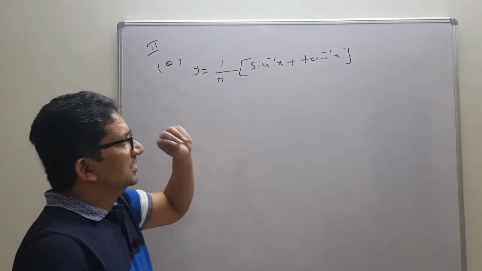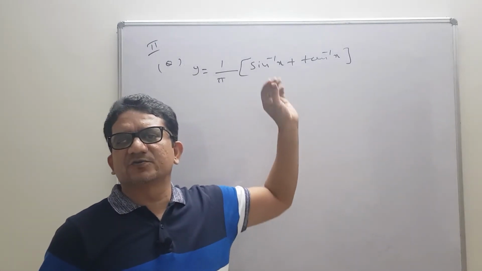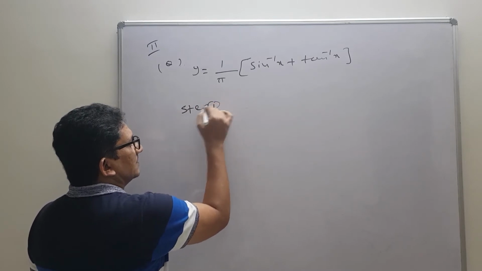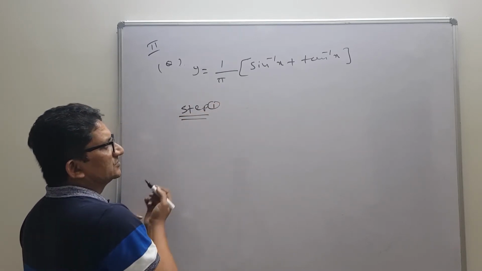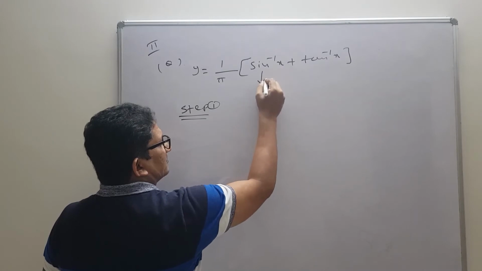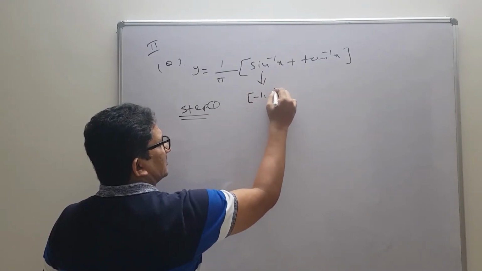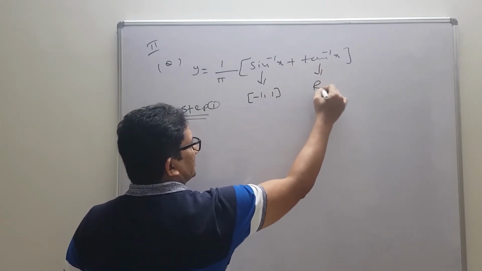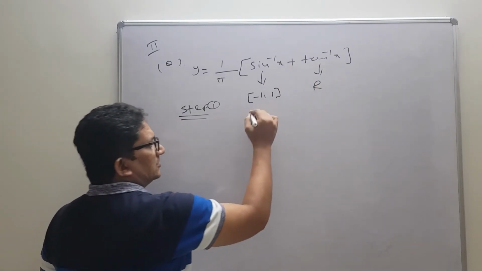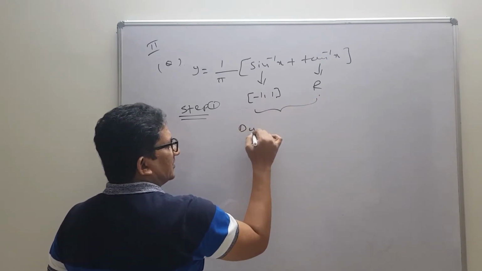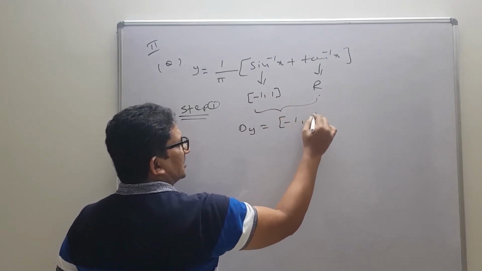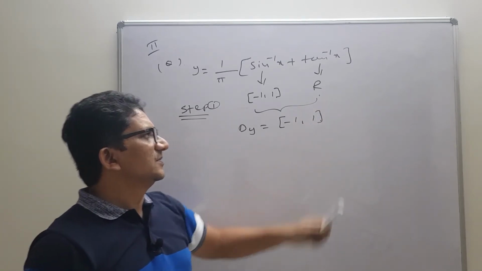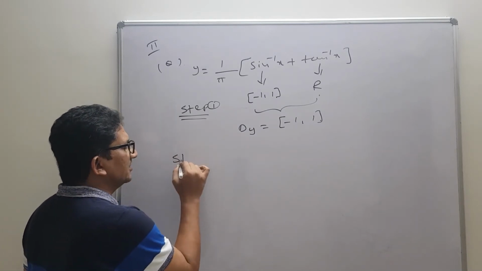So my suggestion is always to check the domain of the function as step 1. So here I am writing step 1: we will check the domain of the function. The domain of sin inverse x is minus 1 comma 1. The domain of tan inverse x is R. So the intersection of these two, the domain of the function y, is minus 1 comma 1. So it is a closed interval, minus 1 to 1. Next we need to check the behavior of the function.